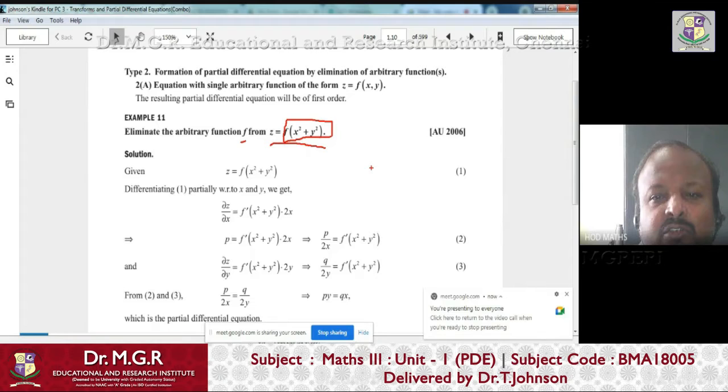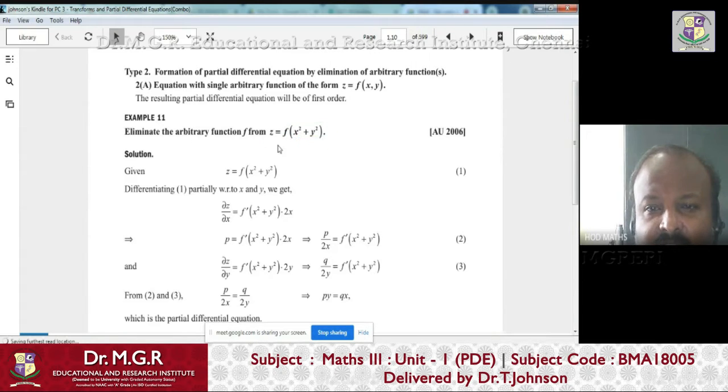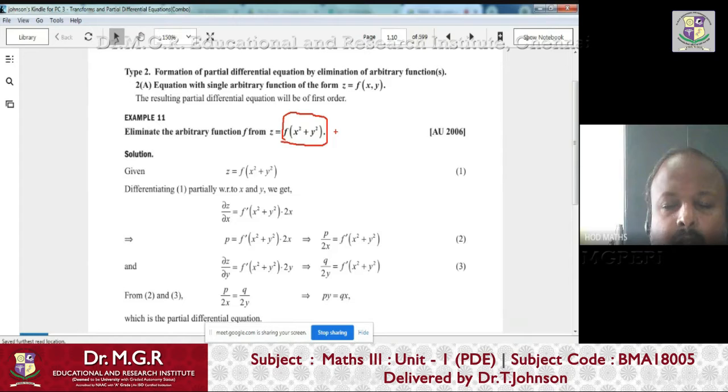If it is simply x square plus y square, we know that is an equation. But what is the meaning of z equals some function of x square plus y square? Why do they write f of x square plus y square? Anybody knows what this means?